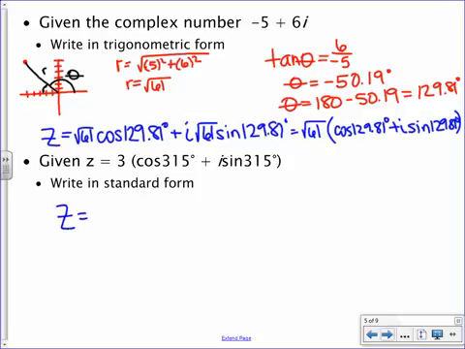3 times the cosine. Okay, let's figure out what these values actually are, right? Let's see, Matthew, what's the cosine of 315? It's a unit circle.